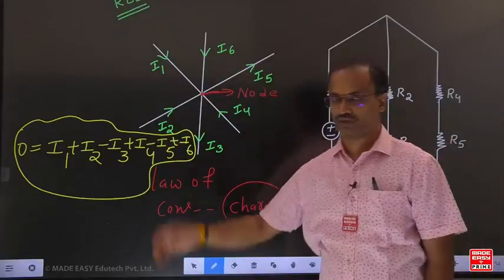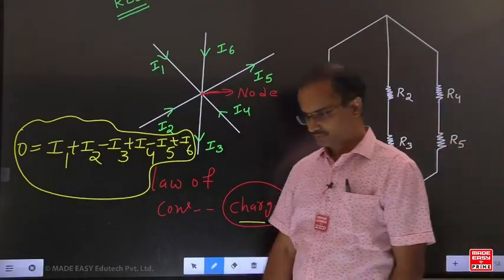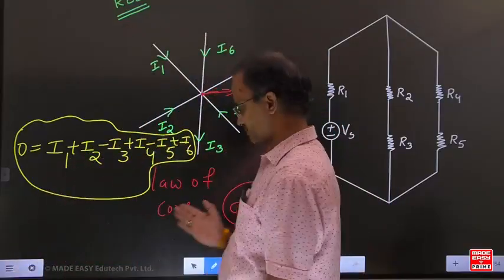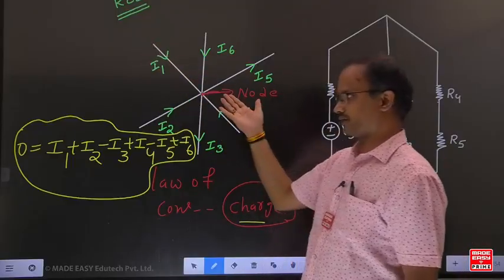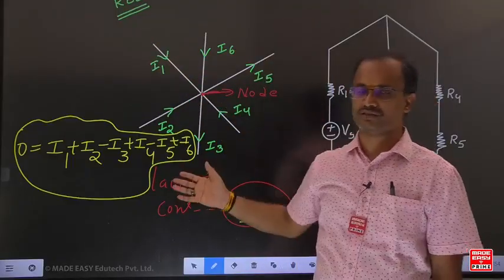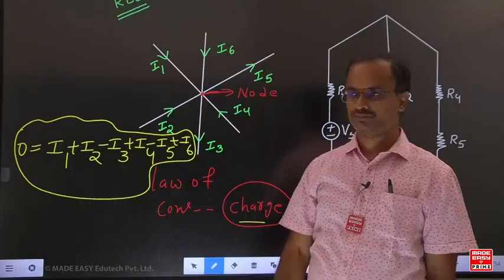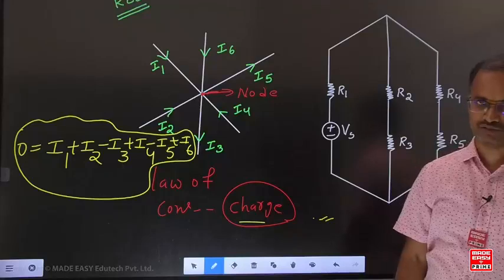In this example here, a few currents are coming toward the node, and a few currents are going away from the node. Here, what do we call current? Flow of electrons. And what is the flow of electrons? Charge. That means however many electrons are entering at the node, the same number of electrons leave from the node. In that way, it works from the principle of law of conservation of charge.